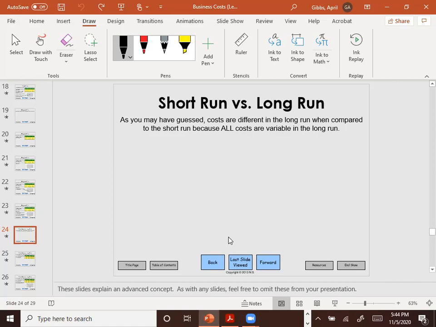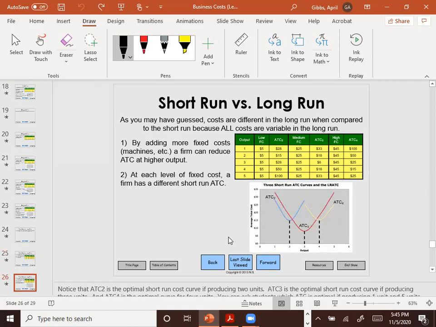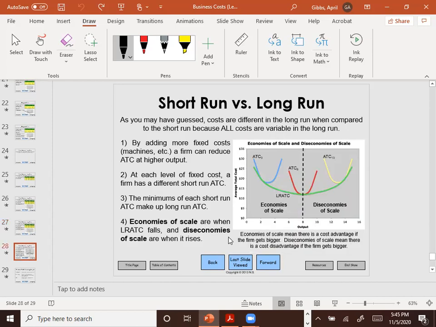In the short run, though, in that 1 year before you get that change, your total or your fixed costs, they're going to be fixed. So by adding more fixed costs, such as machines, a firm can reduce their average total cost at a higher output. At each level of fixed cost, a firm has a different short-run average total cost. The minimums of each short-run average total cost can make up the long-run average total cost. Economies of scale are when the long-run average total cost, that's LRATC, falls. And diseconomies of scale are when it rises.